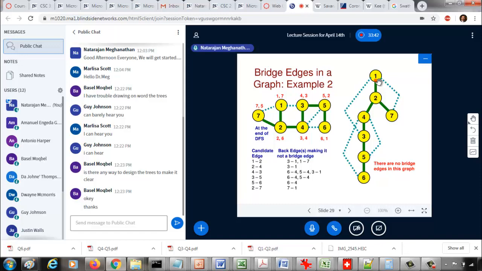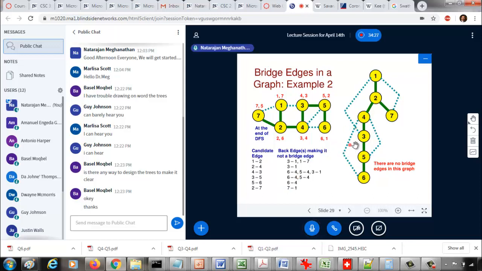Because of this back edge 3, 1, the edge 2, 4 is not a bridge edge. Okay, so that's the way you have to identify whether an edge is a bridge edge or not. So in the case of say 2, 7, again you have 2 as the upstream node, 7 as the downstream node. Now from this subtree involving just 7, there is a back edge that goes above 2. So either the back edge should go up to 2 or above 2 in order for the edge to be not a bridge edge. So in this case the back edge goes above 2. So you can say 2, 7 is not a bridge edge because of 7, 1.